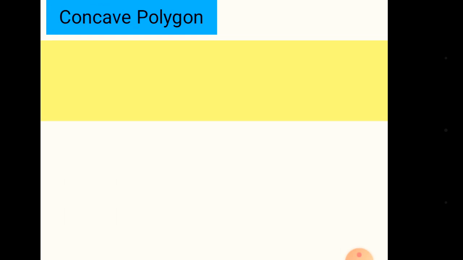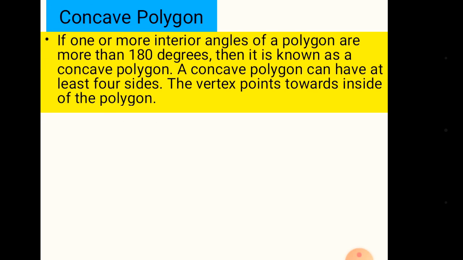Now moving ahead with the next type of polygon, that is concave polygon. Concave polygon means if one or more interior angles of a polygon are more than 180 degrees, then it is known as a concave polygon. At least one angle should be more than 180 degrees. Then such polygons are called concave polygon. A concave polygon can have at least four sides. The vertex points towards the inside of the polygon.